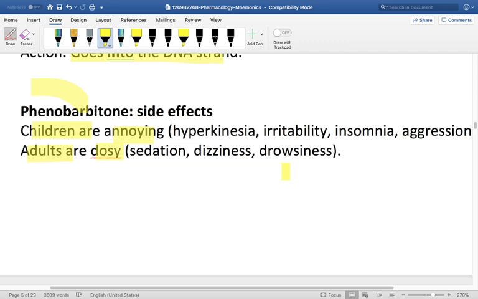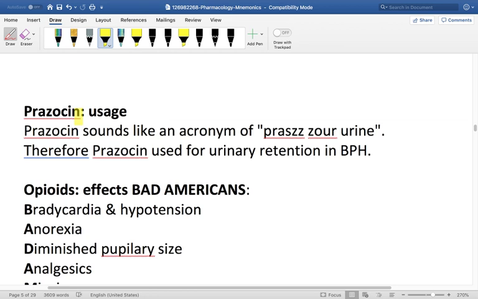Prazosin. Why do you use prazosin? Prazosin is praise your urine. Therefore, prazosin is used whenever there is a urine retention in BPH. In order to relieve that bladder outlet obstruction, you use the prazosin.